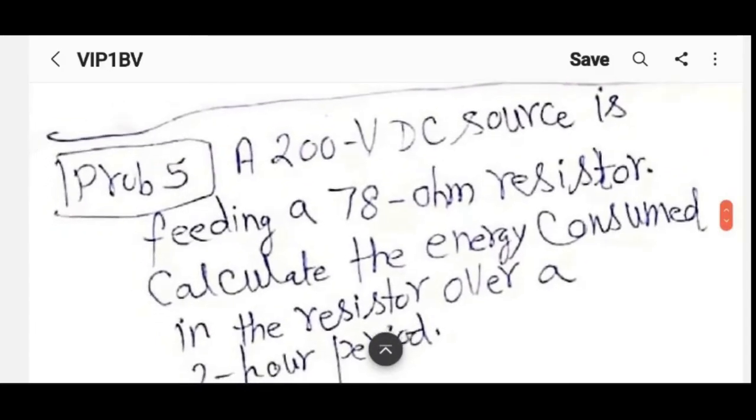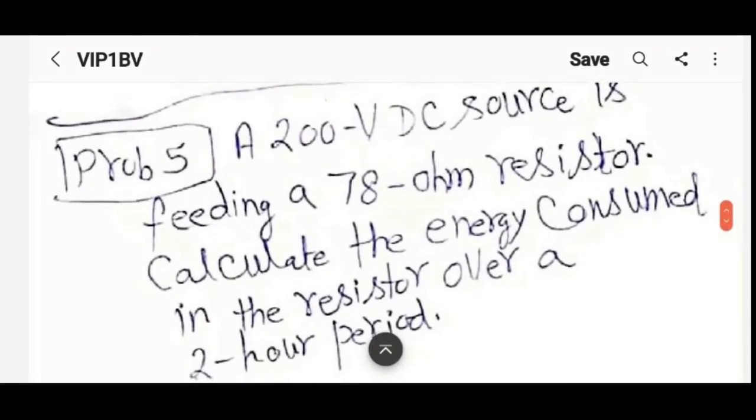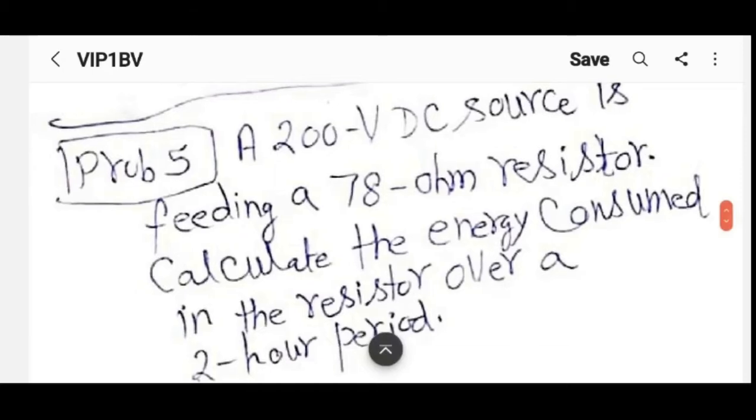A 200 volt DC source is feeding a 78 ohm resistor. Interesting. Calculate the energy consumed. You see, in this course, the obsession is energy and power, not voltage and current. You can see that already, I'm sure. As mechanical engineers, you will be dealing with energy and power. Electrical current and electrical voltage are the background quantities that you will have to know.